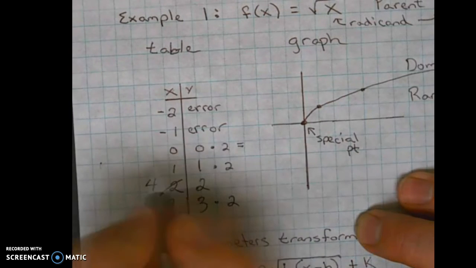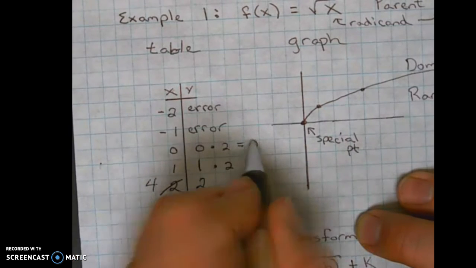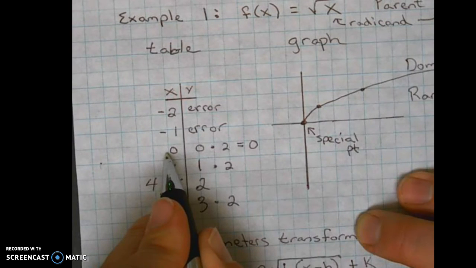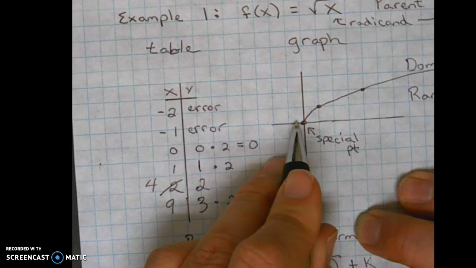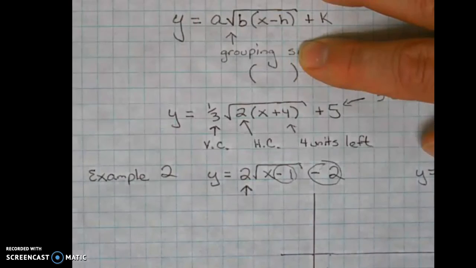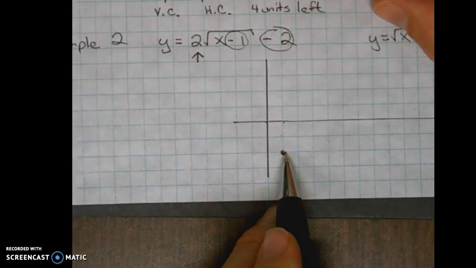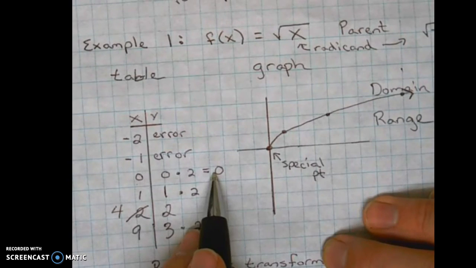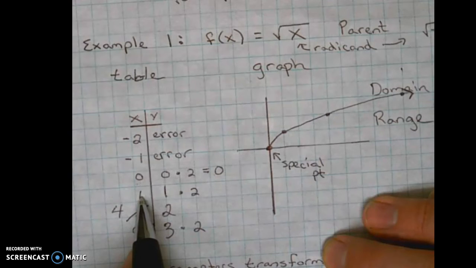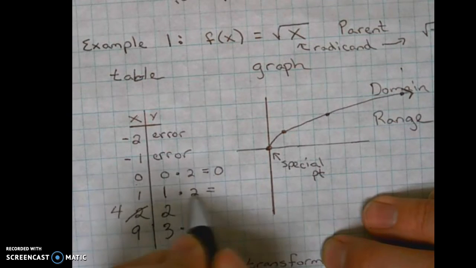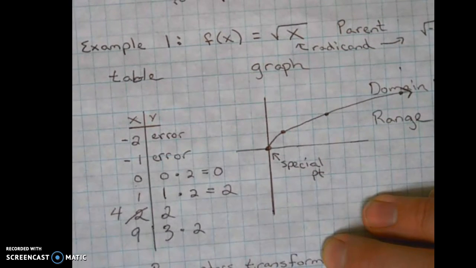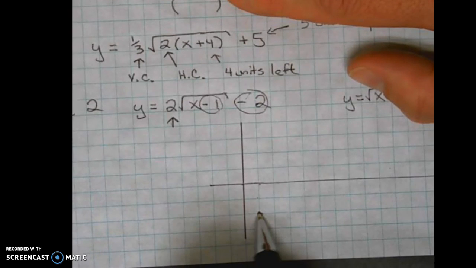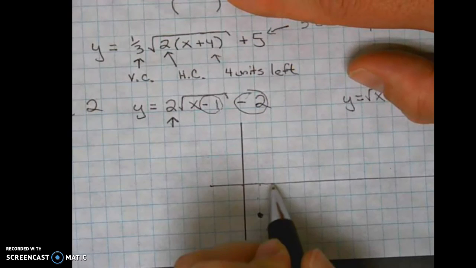So we're going to have 0, 0 still. But remember, our new 0, 0 is not at 0, 0. Our new 0, 0 is at 1, negative 2. So this is our new 0, 0. So from our new 0, 0, if we go 1 unit to the right, we have to go 2 units up. So from our new 0, 0, we go 1 unit to the right and 2 units up.